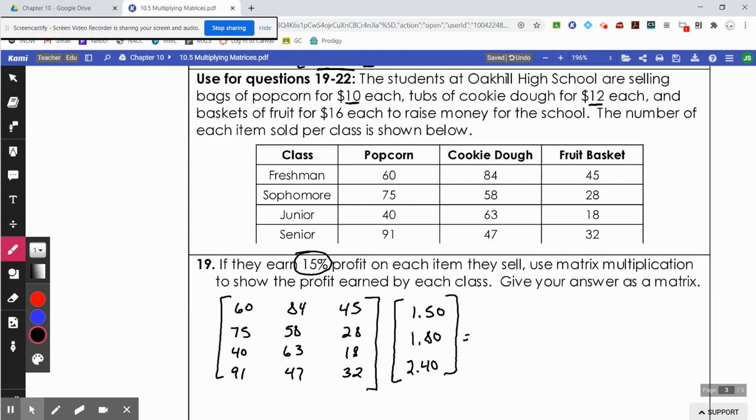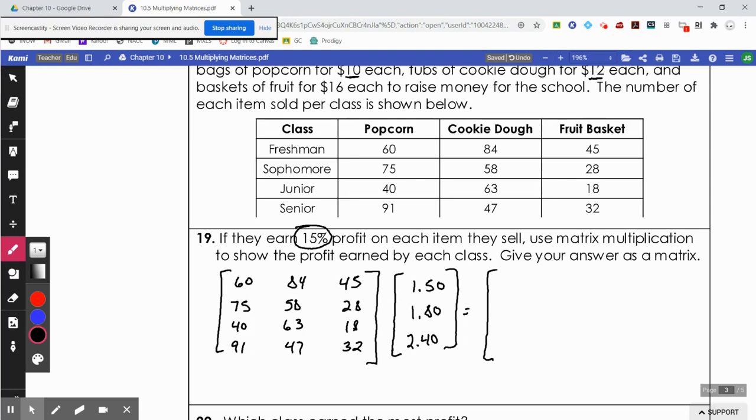And again, when we do the row by column, we have this 3 by 3 by the 3 by 1. We're going to end up with a 3 by 1 answer. And look, I'm just going to do the first one just to show you. Look how it lines up. Row by column, we've got popcorn multiplied by the amount they're going to earn for popcorn. The cookie dough is going to be multiplied by the amount they're going to earn for cookie dough. And the number of fruit baskets is going to be multiplied by how much they're getting per fruit basket. So we're going to do 60 times $1.50, 84 times $1.80, 45 times $2.40. Add the answers together, and here's what you get.